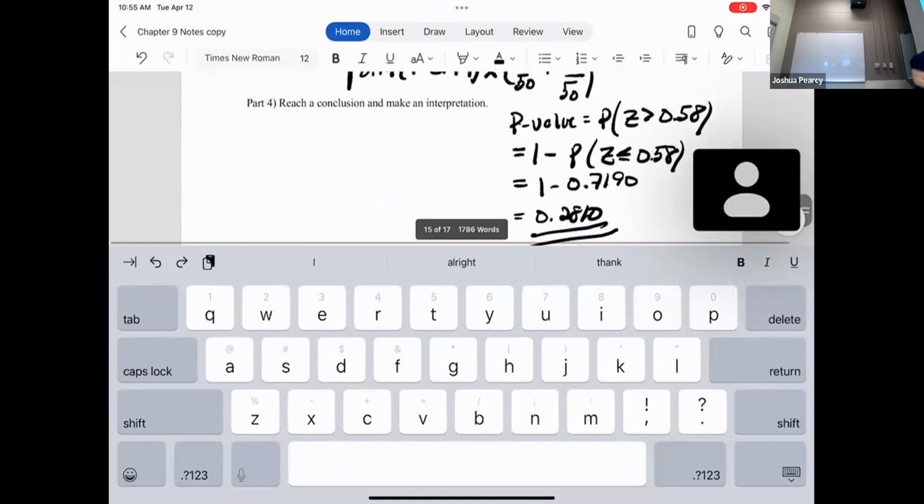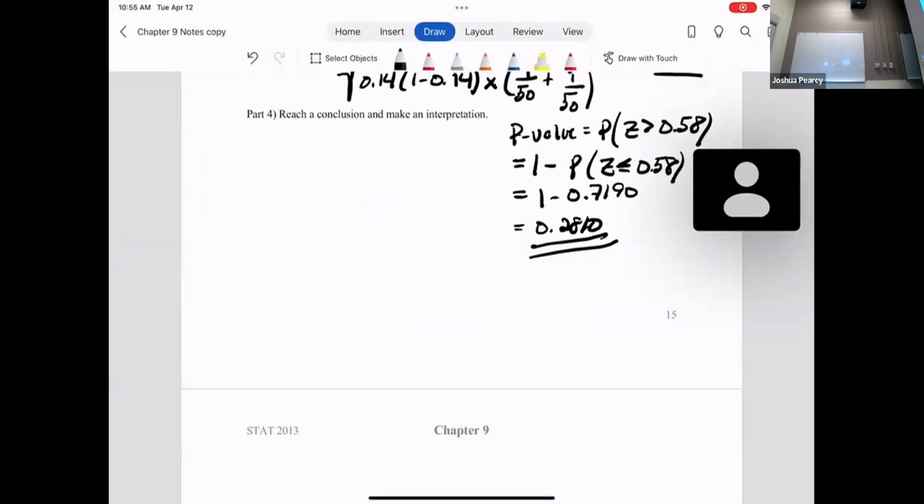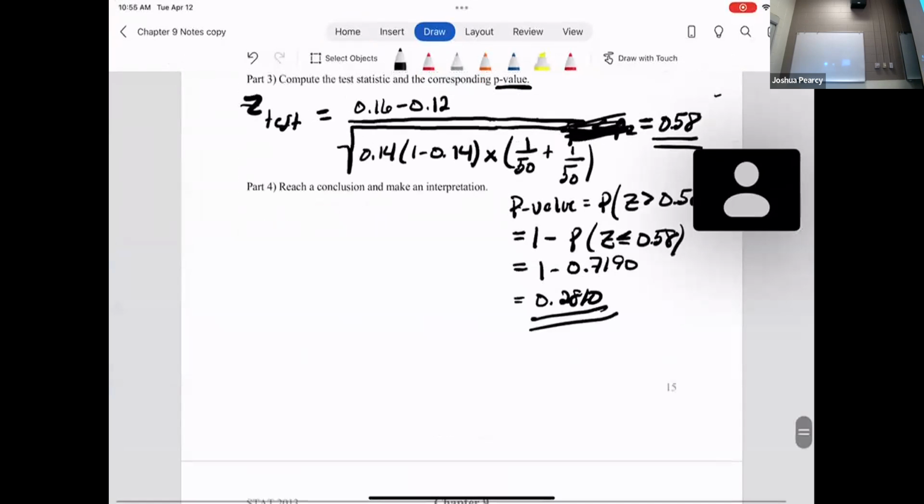Okay, what about the p-value? I don't know how in the world to fix it. There it goes. Ta-da.